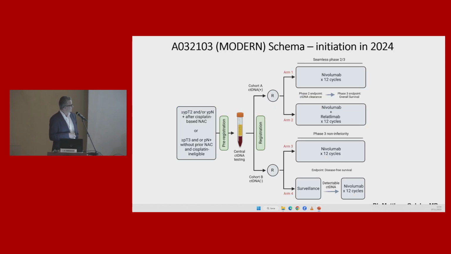And then there is this new trial here, also planned to start in 2024, from Matt Galsky. It's a little bit annoying that we cannot see this, but the PI is Matt Galsky here. In this trial, all patients can go into this trial, and if they're ctDNA positive, they're escalated to additional treatment in this arm here, and if they're ctDNA negative, they have a sort of de-escalation where they will enter a surveillance phase instead of receiving nivolumab.